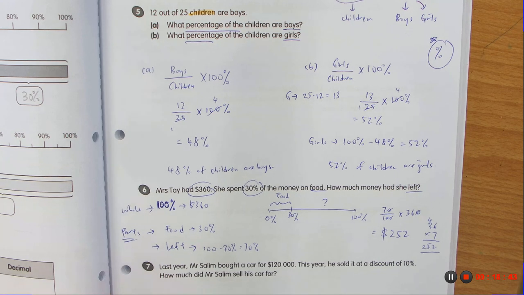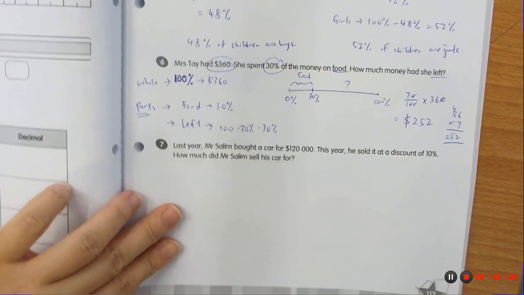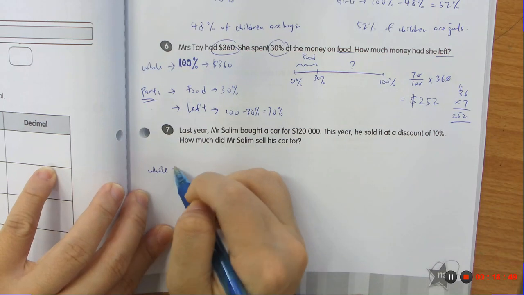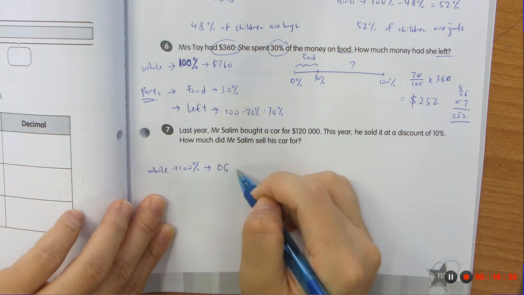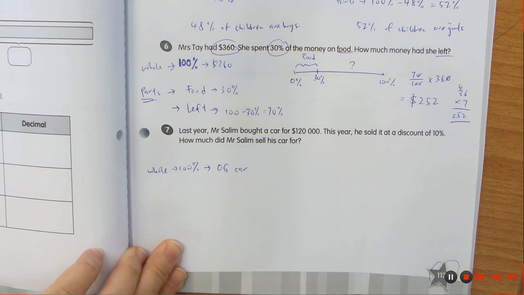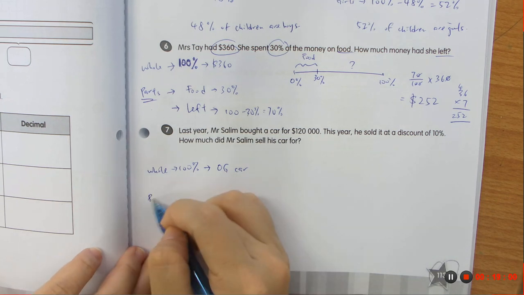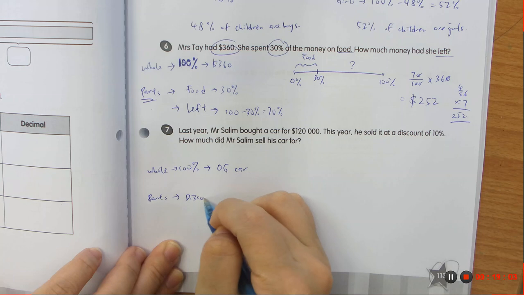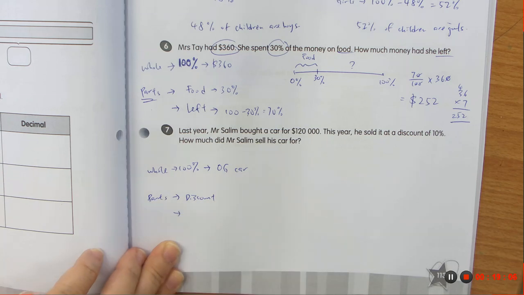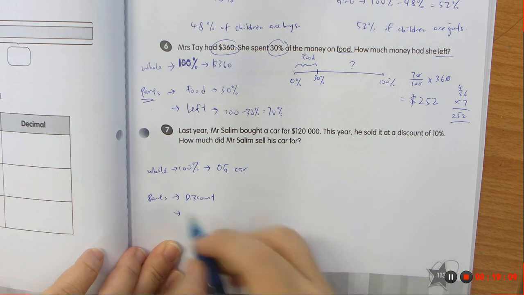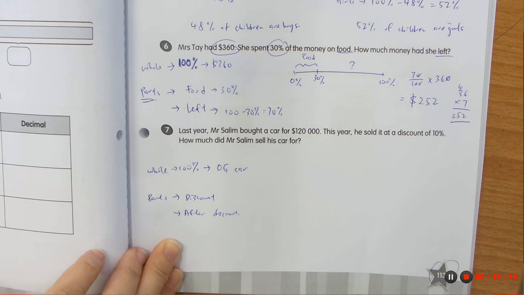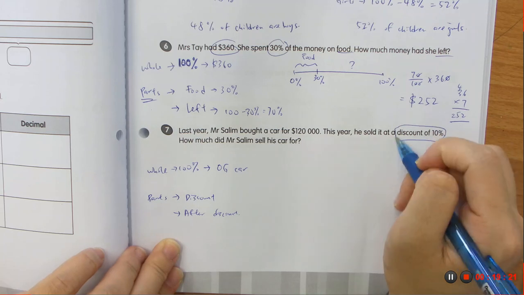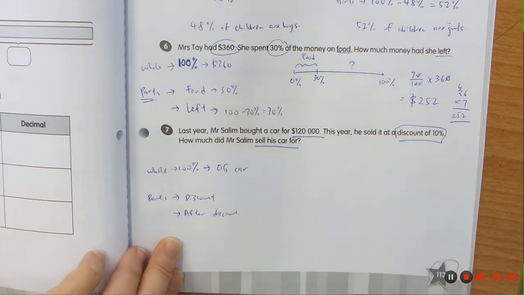Okay. Then we come to the discount. So let's ask again, the whole is 100%. 100% will mean the original price of the car. And then the parts will be the discount, and then after the discount. So at a discount of 10%, how much did he sell? So original price is $120,000.